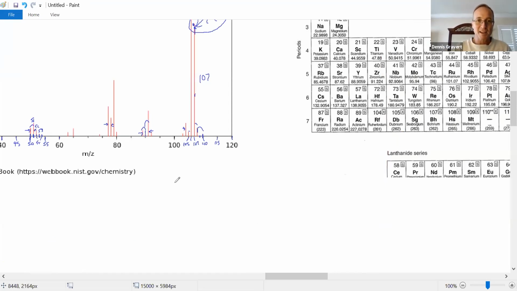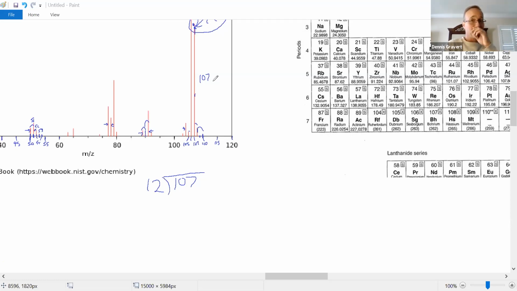So maybe I got a little room right here. 107 divided by 12. Ooh, before I get started on this, let's point out one more thing. This is an odd number. That's kind of odd. Turns out that most organic molecules have even numbers.